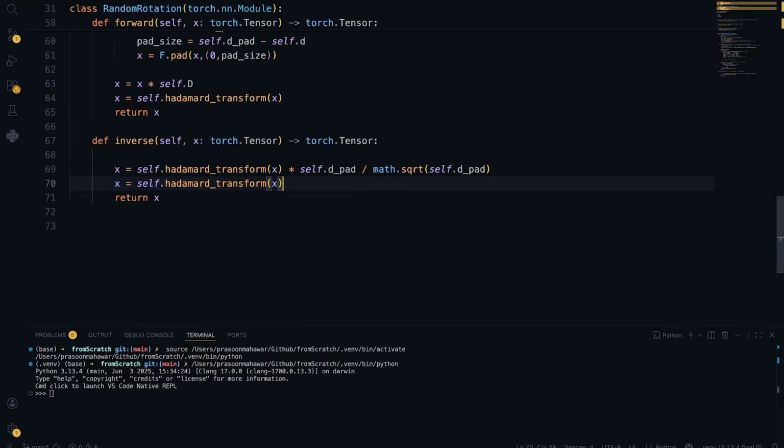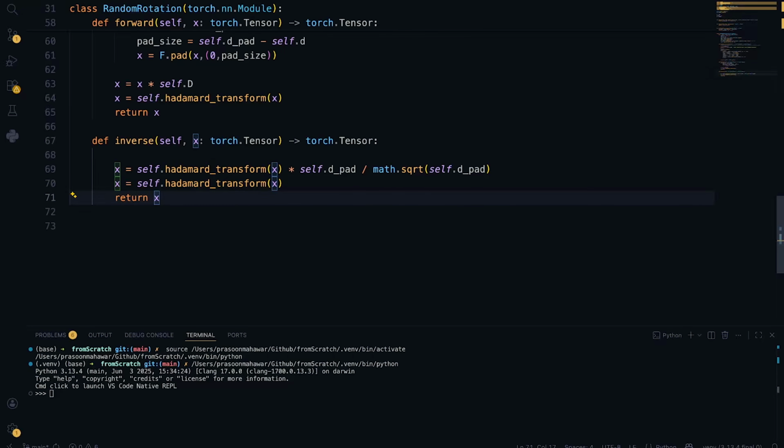Actually, the transform of H equals H, so H with the -1 rotation or transform will be equal to H divided by d pad. So that's why we are inversing, like doing this inverse again.